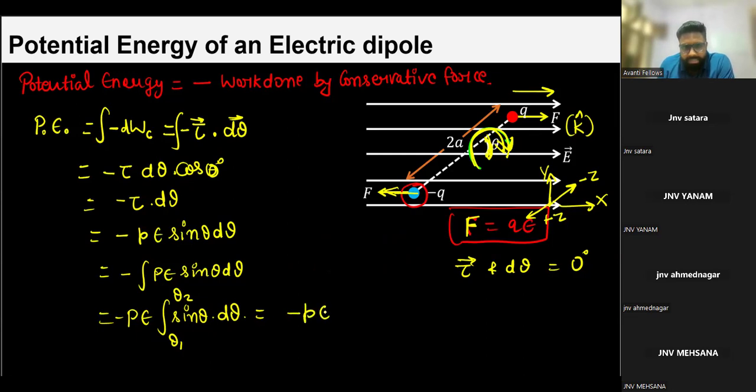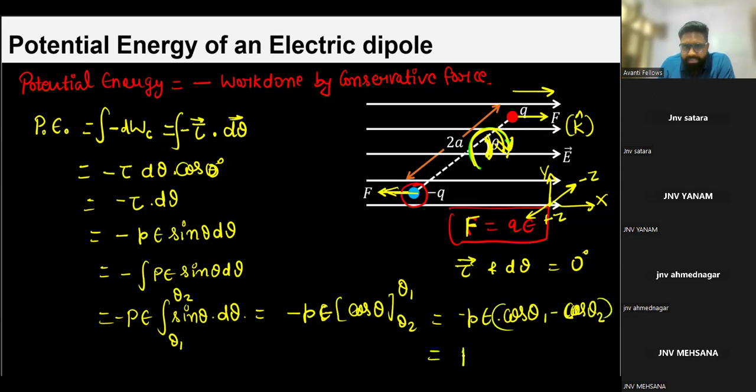So it will be minus P. So what you can do? You can just reverse the limits here. So it will be PE cos theta, theta 1 to theta 2. So it will become minus PE (cos theta 1 minus cos theta 2). And in general, it is written as P vector dot E vector. Okay? This is the negative of potential.